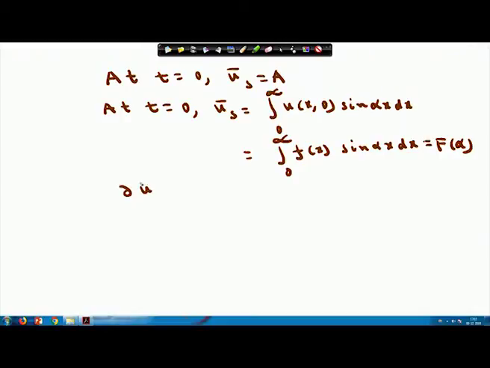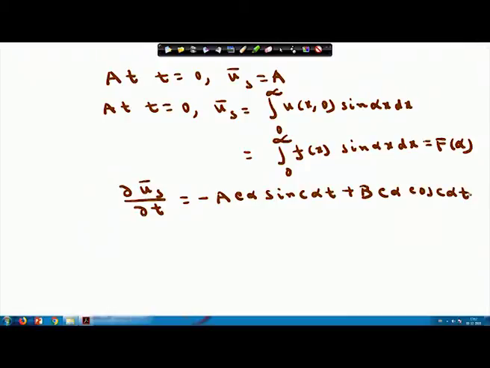Also, del u bar s del t, you can write down as minus a into c alpha sine of c alpha t plus b c alpha into cos of c alpha t. So, once I am getting del u bar s del t, from here at t equals 0, what is your del u bar s del t? It will be equal to, your sine term will be vanishing, that is b into c alpha.